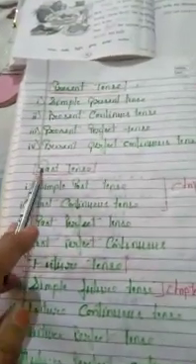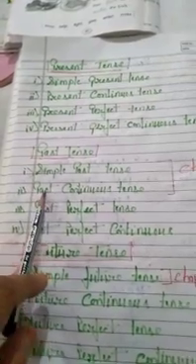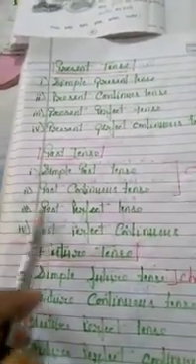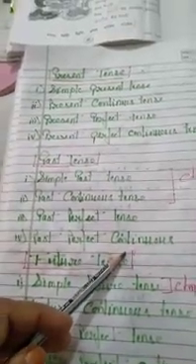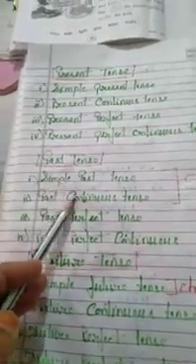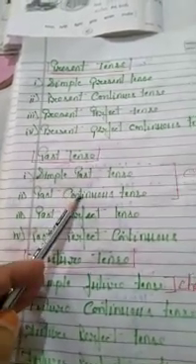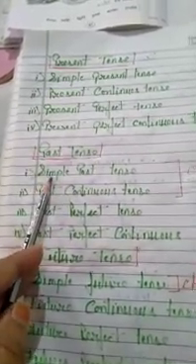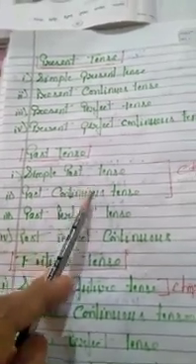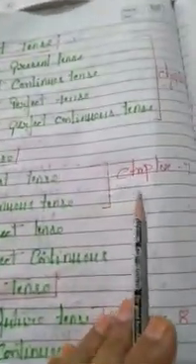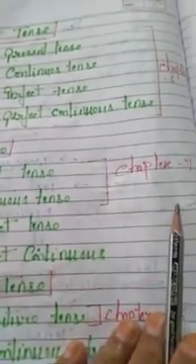Now come to the next tense, that is past tense. Past tense is also categorized in 4 groups: simple past tense, past continuous tense, past perfect tense, and past perfect continuous tense. But we will study only 2 kinds of past tense in this class, that is simple past tense and past continuous tense. So these 2 types of past tense we will study in chapter number 7.